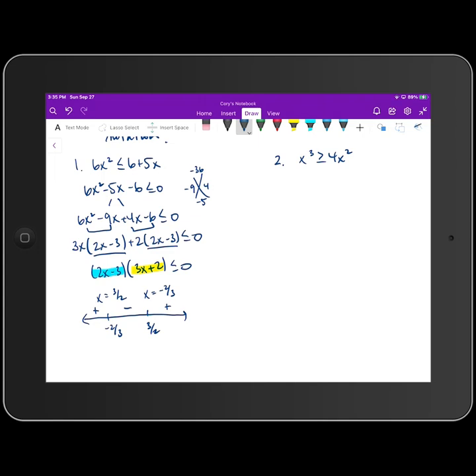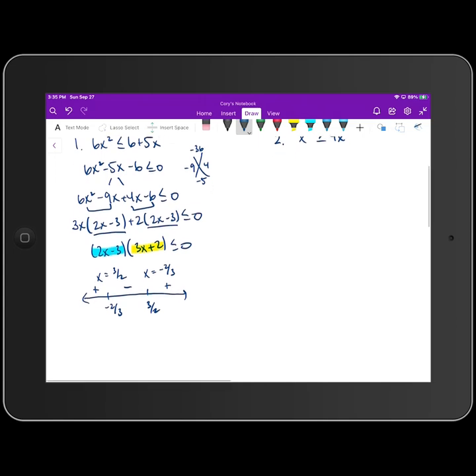So it gives us a much more efficient way to interval test. And again, it doesn't matter if you pick the leftmost interval. You can pick an interval in the middle. You can pick an interval on the right. It doesn't matter which one you pick. You're going to use the multiplicity of the x-intercepts to determine the signs on the subsequent intervals.